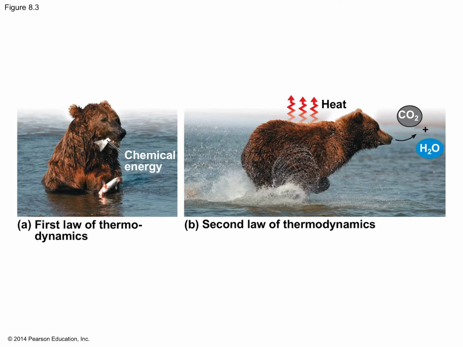Okay, second law. Every energy transfer or transformation increases the entropy or disorder of the universe. So the bear is taking in complex molecules from the fish tissue, so proteins, sugars, fats, nucleic acids. Those are energy-rich, complex molecules, high potential energy. The bear is breaking them down to convert the potential energy to kinetic energy as it runs after its next meal.